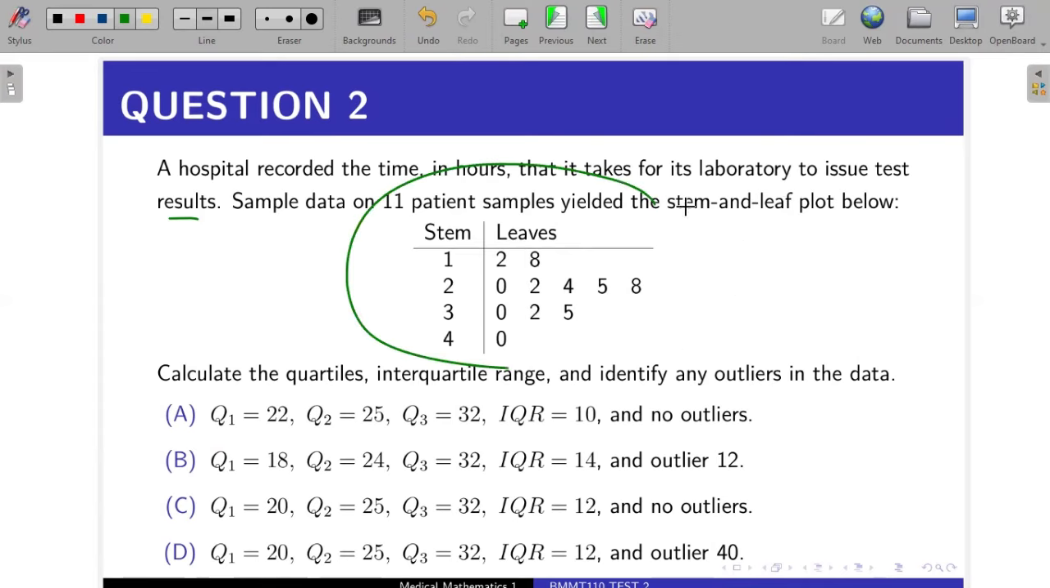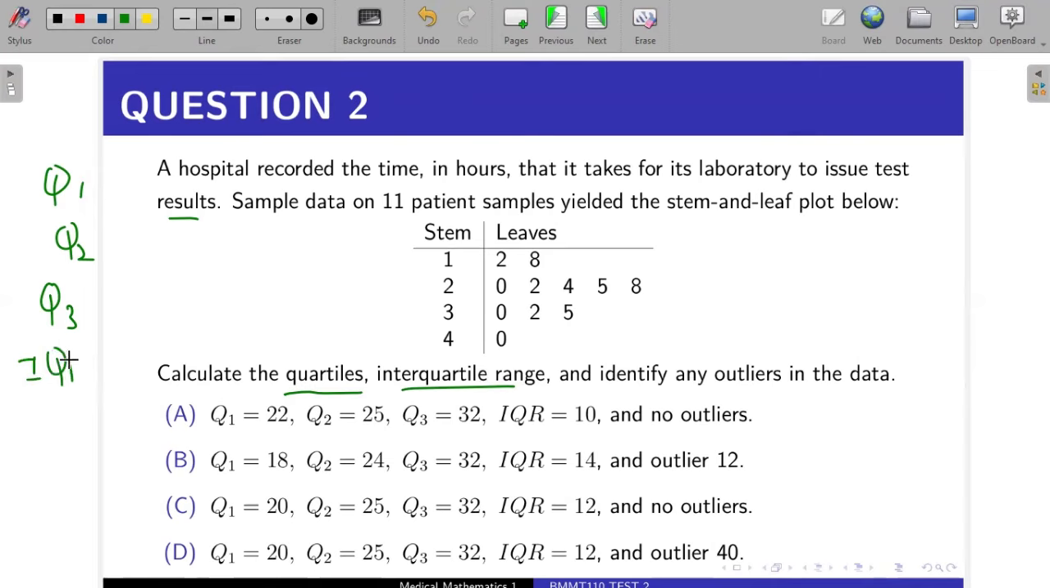We're going to use this stem and leaf plot to calculate the quartiles and then the interquartile range. And also, using the interquartile range, we can identify if this data has outliers or no outliers. So let's start by calculating the median, which is just the Q2. After that, we can calculate Q1, then Q3, and then the interquartile range.